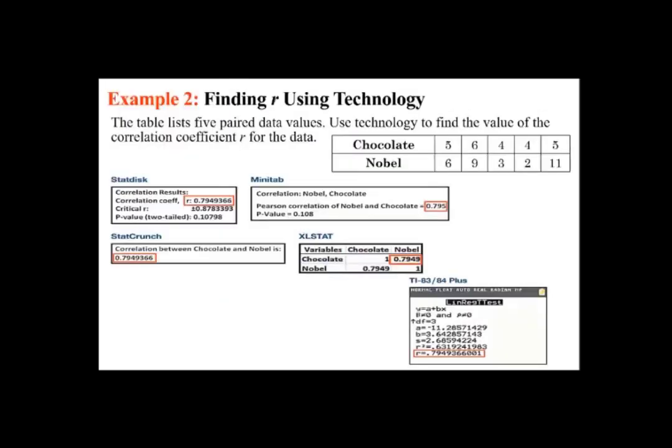So here's a table. The table lists 5 paired data values. Using technology, find the value of the correlation coefficient R for the data. The idea is that normally we use technology. So if we look at what's given in technology, take a look at what is boxed in red. That is the value of R. If you're using technology, StatDisk, Minitab, StatCrunch, Excel, or TI, the value of R will be automatically calculated, and all of them give you something like 0.795.